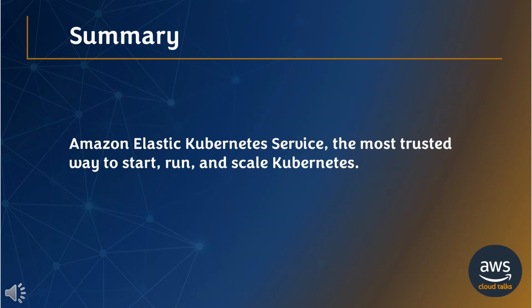centers. In conclusion, Amazon Elastic Kubernetes Service, Amazon EKS, is the most trusted way to start, run, and scale Kubernetes in the AWS cloud and on-premises data centers. That's all about Amazon Elastic Kubernetes Service, Amazon EKS.